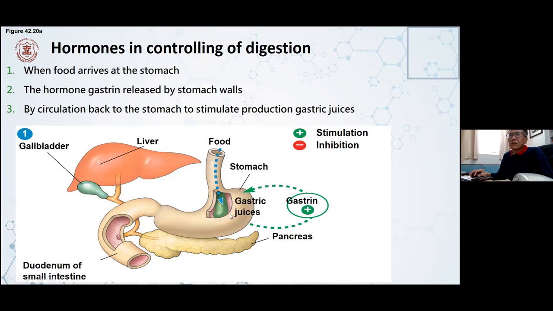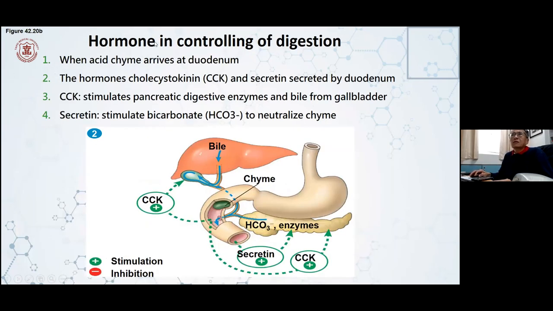So by circulation it goes back to the stomach to stimulate production of gastric juice. When the food reaches the stomach, the gastrin is released from the gastric wall and goes back through the circulation to the stomach, okay? So this is a positive stimulation, stimulating production of the gastric juice. So that is hormone control of digestion.